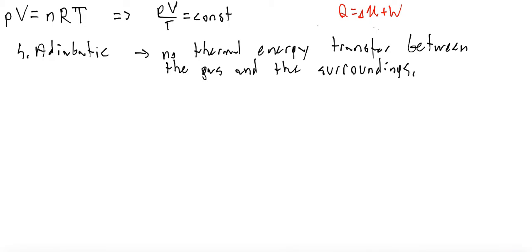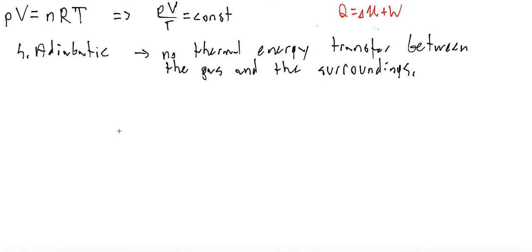Okay, what does it mean? It means that if gas doesn't work, then it must result in decrease in internal energy. Okay, because what is 0 here? Q is equal to 0. Okay, in this case, Q is equal to 0. No thermal energy transfer. So when gas doesn't work, then there must be reduction of internal energy.